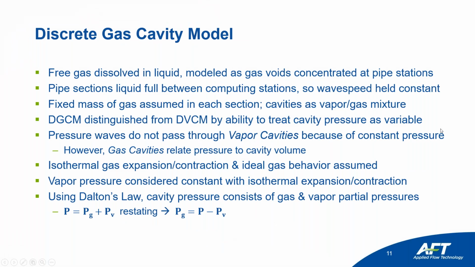The discrete gas cavity model does a bit better at handling cavitation, and the reason is because it can treat the cavity pressure as a variable. So with the way that the gas cavity model works, instead of just fixing the pressure at the vapor pressure, the pressure can actually be different than vapor pressure inside a cavity when you're using the DGCM model. I'm not going to go over all these bullet points here. You can read them later at your own leisure, and this will talk about how the discrete gas cavity model is different.